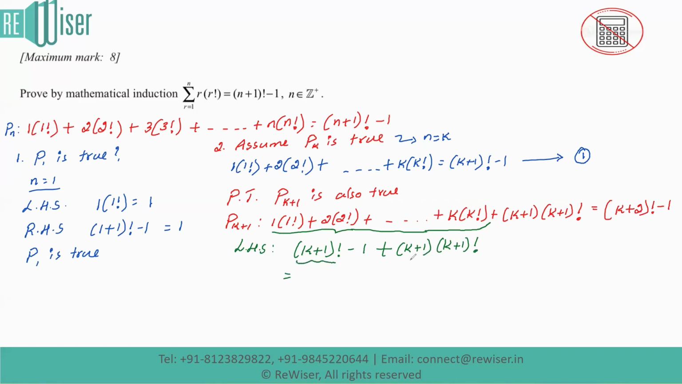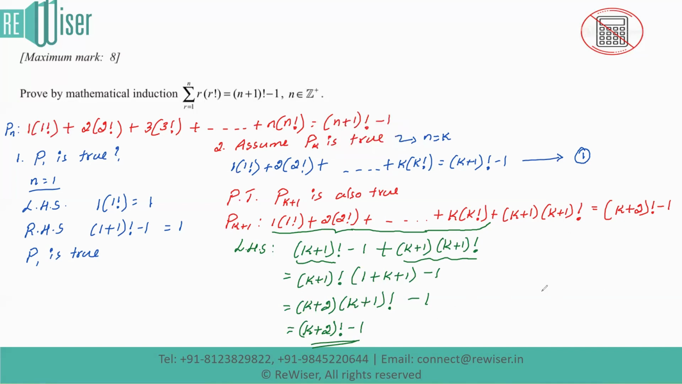So if I group these two terms, and take (k plus 1) factorial common out, I'll get 1 plus (k plus 1), which is nothing but k plus 2. That can be written as (k plus 2) times (k plus 1) factorial, and of course there is a minus 1 at these steps. And (k plus 2) times (k plus 1) factorial is the same as just (k plus 2) factorial. So this is what we need to prove, we got it. So that's why P of k plus 1 is true.